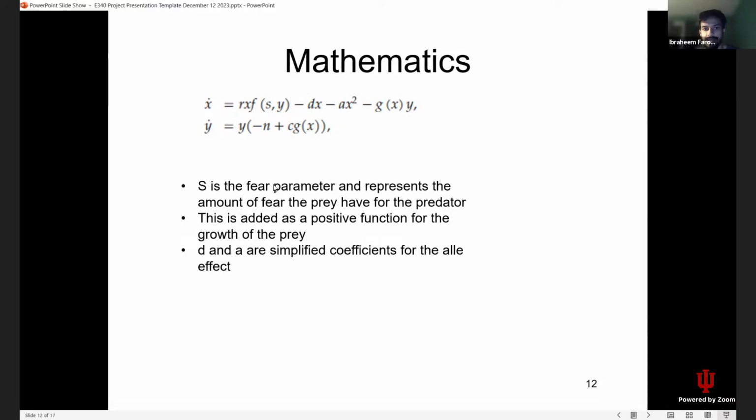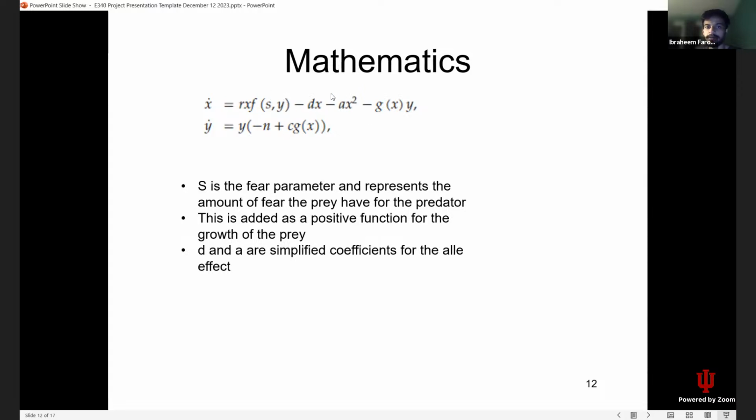So here, S is the fear parameter. It's an explanation of how scared they are. If S is greater, the prey are more scared. If S is smaller, the prey are less scared. And then this is added to the positive function for the growth rate.